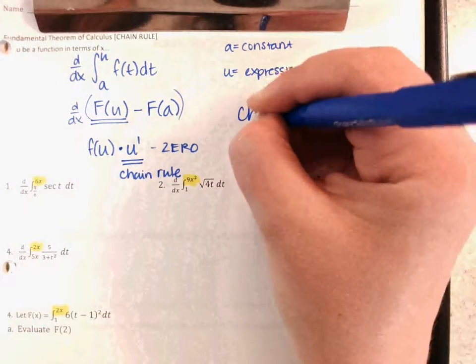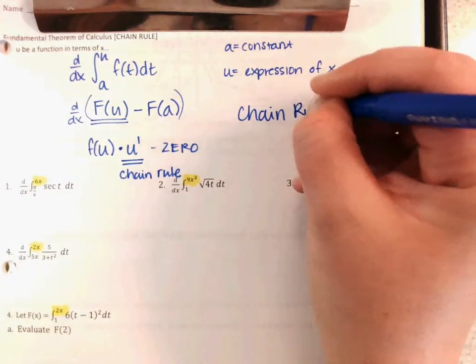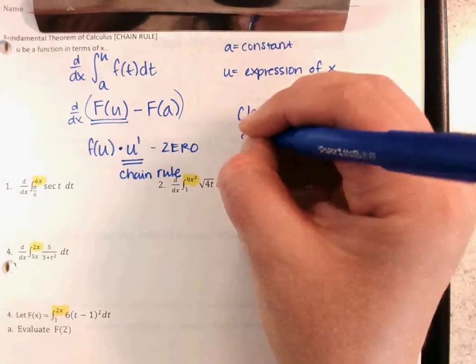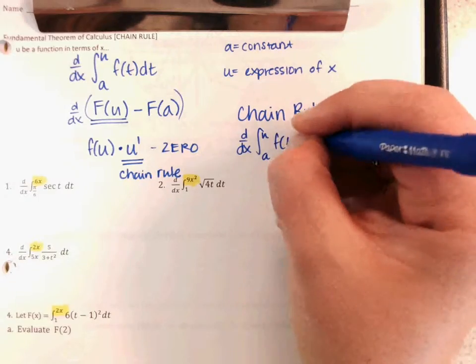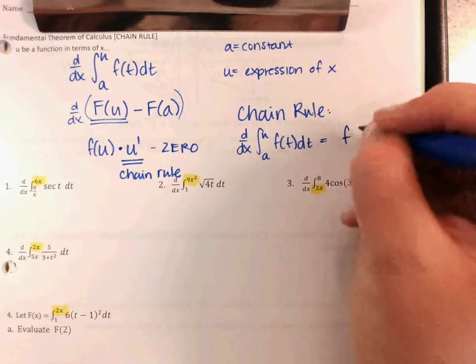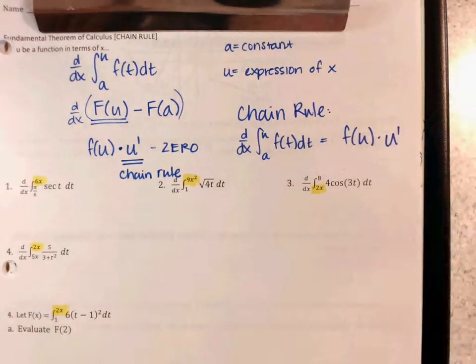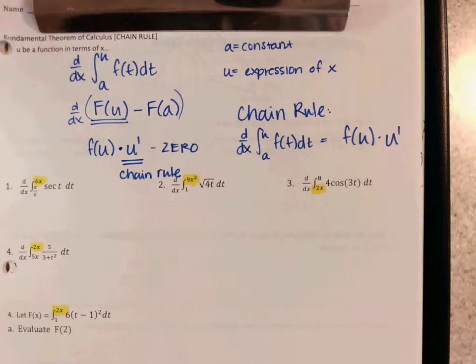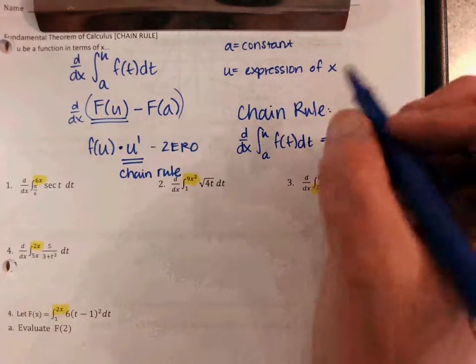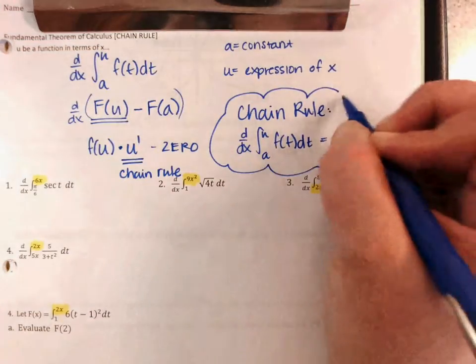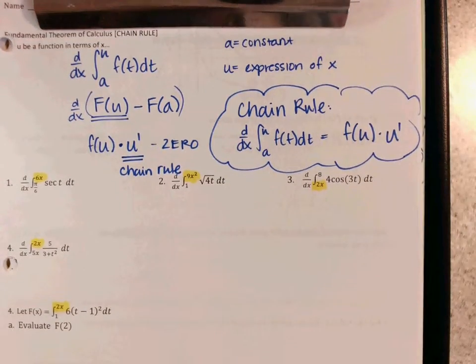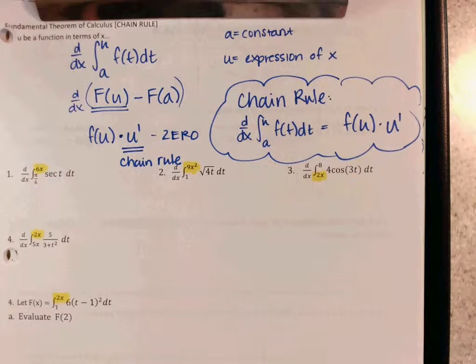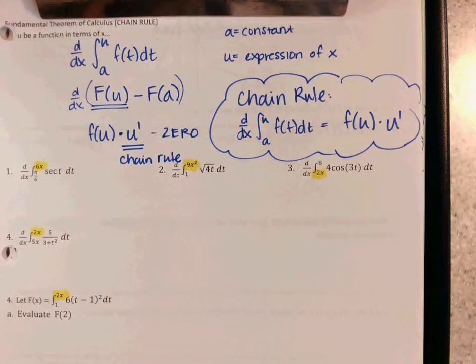This is the chain rule. It would be the derivative d dx from a to u of f of t dt equals f of u times u prime. Okay? Again though, this is not super hard. You just have to learn it in case they give you one where it's not an x.